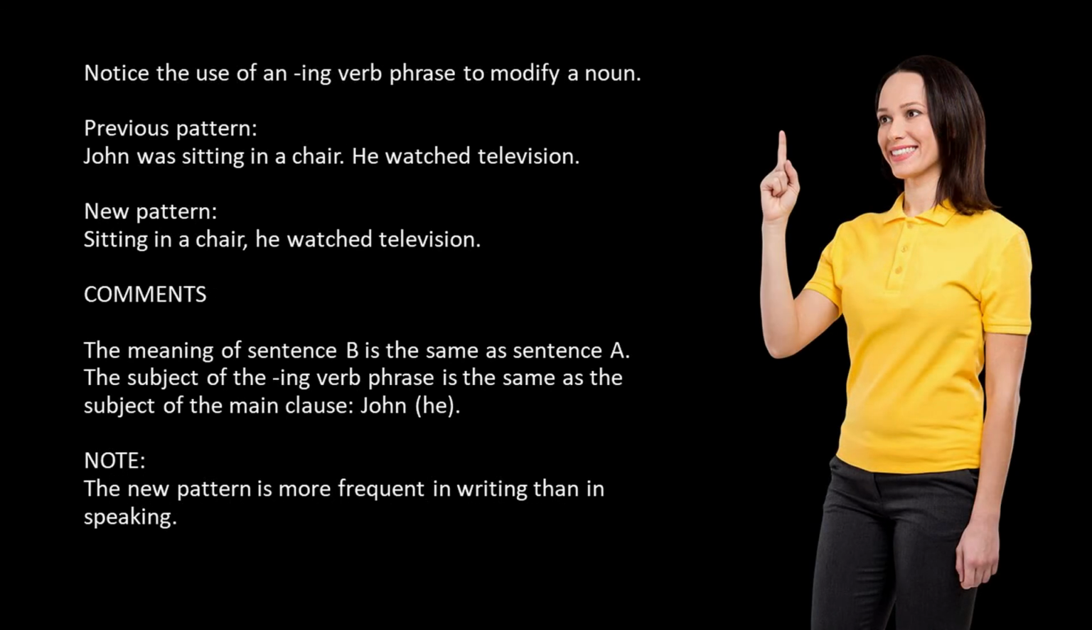You can notice that the use of an -ing verb phrase is to modify a noun. Previous pattern. John was sitting in a chair. He watched television. New pattern. Sitting in a chair, he watched television. The meaning of sentence B is the same as sentence A. The subject of the -ing verb phrase is the same as the subject of the main clause, John. You should note that the new pattern is more frequent in writing than in speaking.